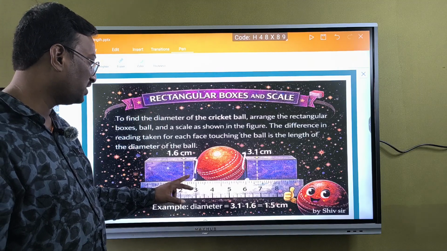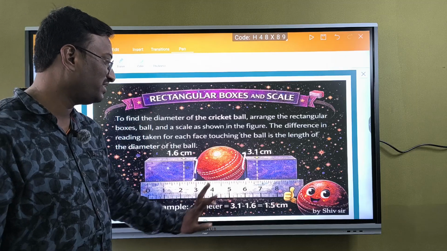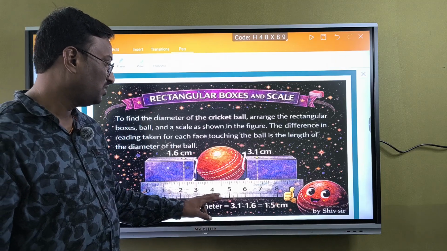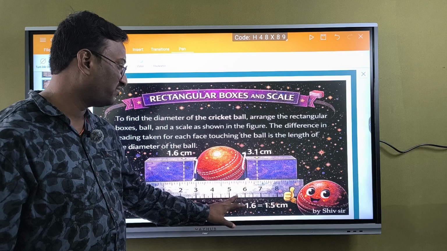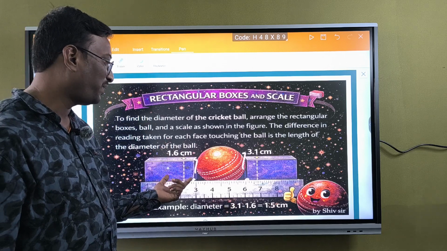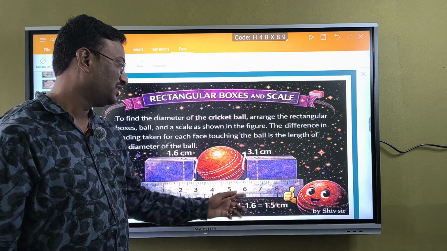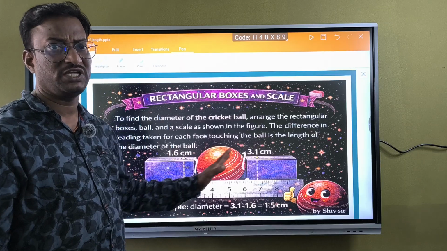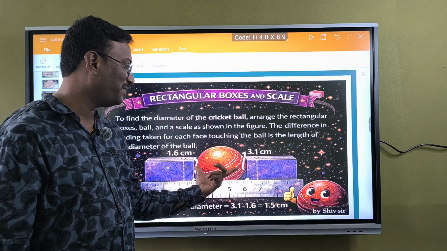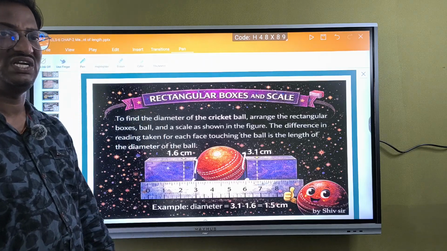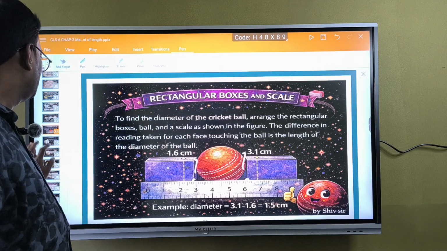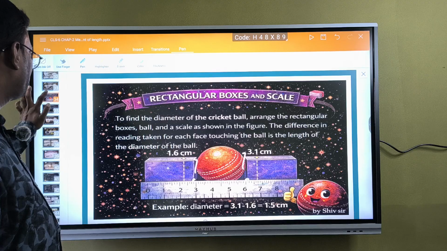The starting reading in the scale here is 3.1, and the first reading is 1.6 centimeters. If you take the difference of those two readings, you are going to get the diameter of the ball, that is 1.5 centimeters. You can also do it by yourself, right?